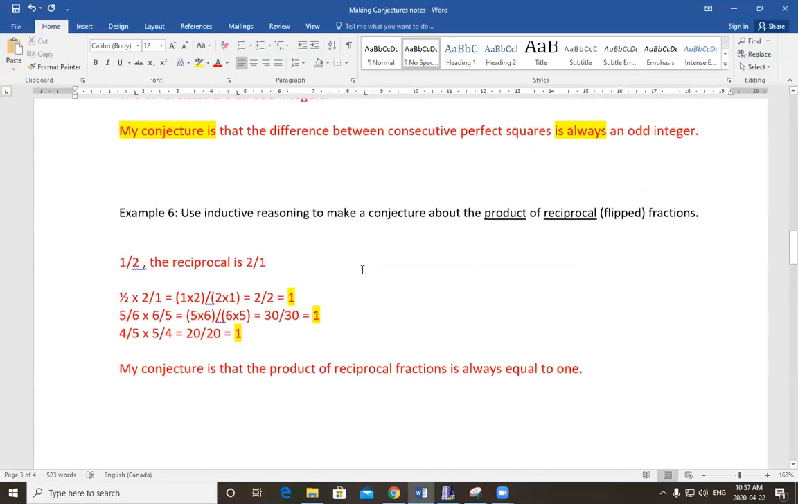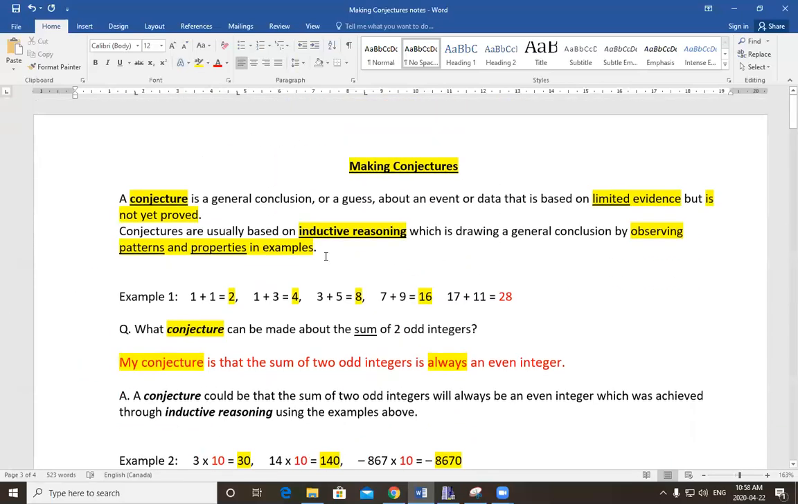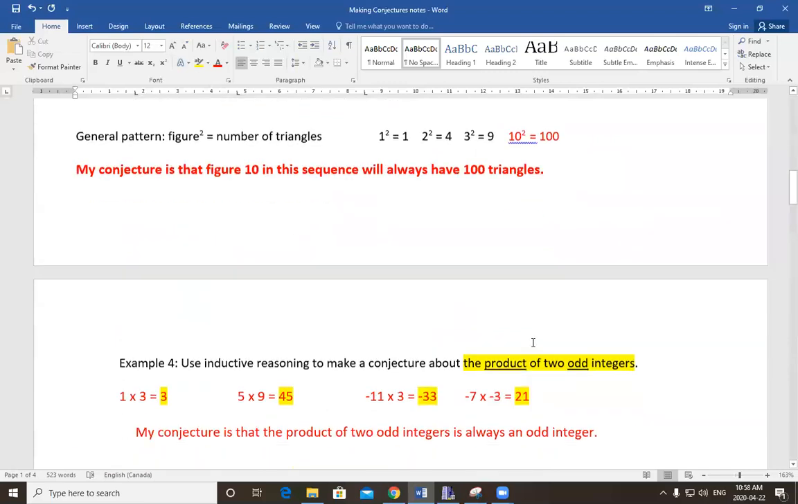So we've just explored making conjectures using inductive reasoning by gathering data, finding a pattern, and then making a general conclusion. And a conjecture always starts with the words, my conjecture is that, and then our conclusion always has always in it. So my conjecture is that, always, whatever the conclusion is.